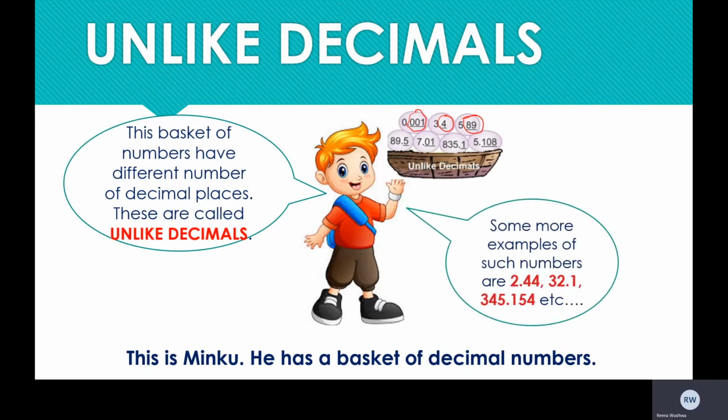Look at one more example. Here we have 3 numbers. It has 2 decimal places, it has 1 and it has 3. So these are unlike decimals.